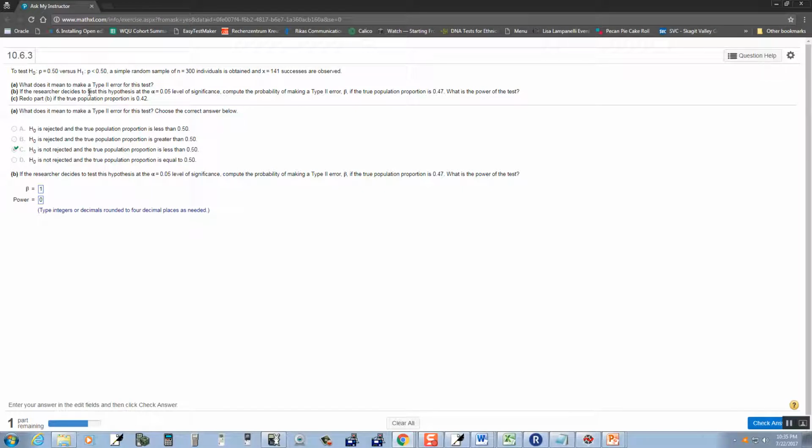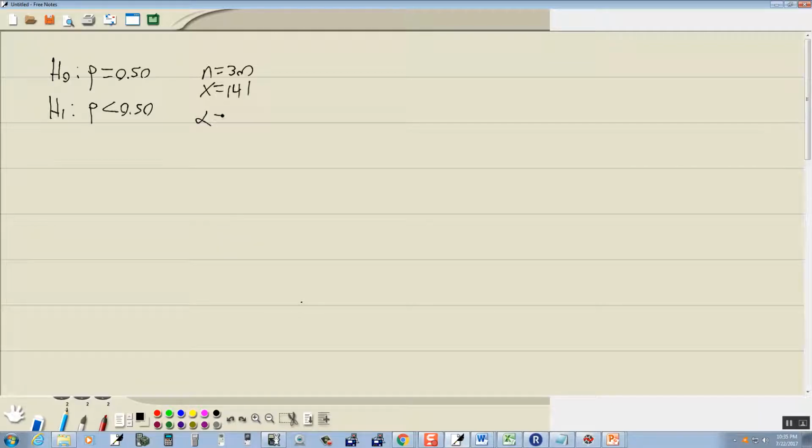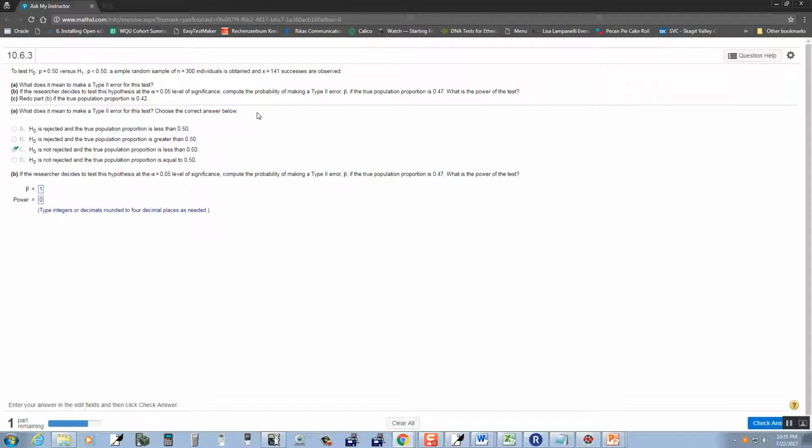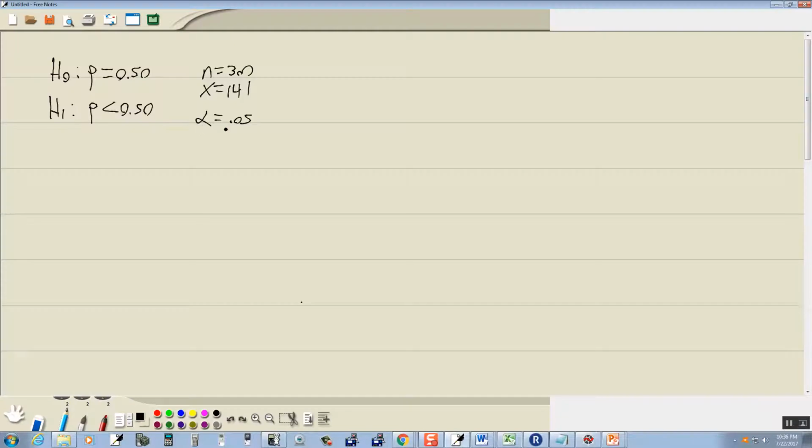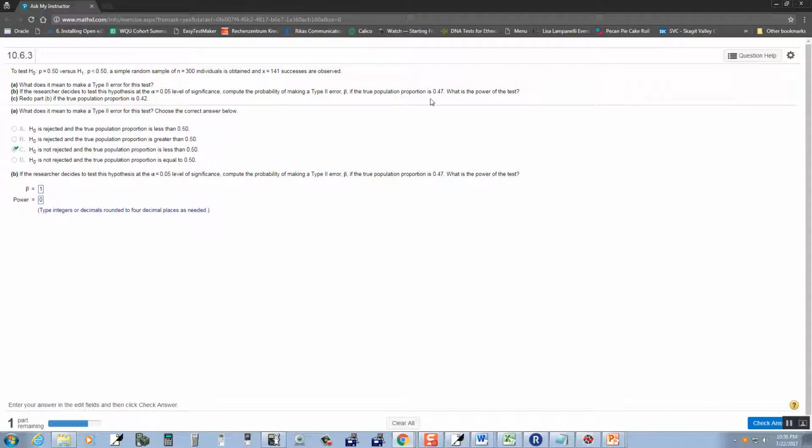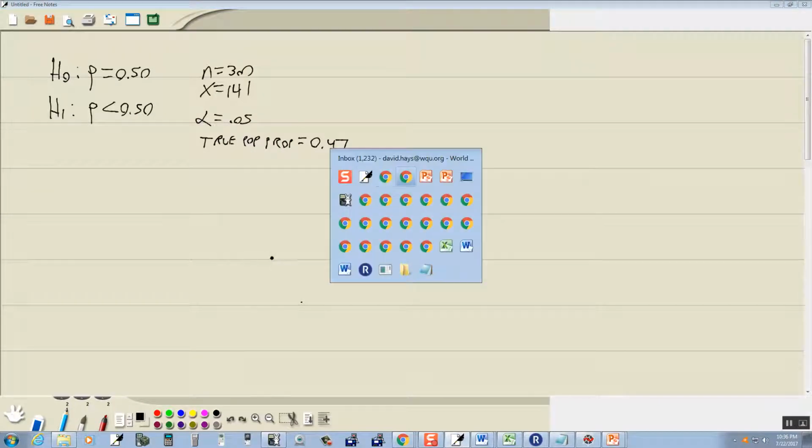Okay, B. If researchers decide to test this hypothesis at alpha equal to 0.05, compute the probability of making a type 2 error, beta, if the true population proportion is 0.47. What is the power of the test? Looks like they don't give us anything down here. Okay, so I think that's everything from the problem.